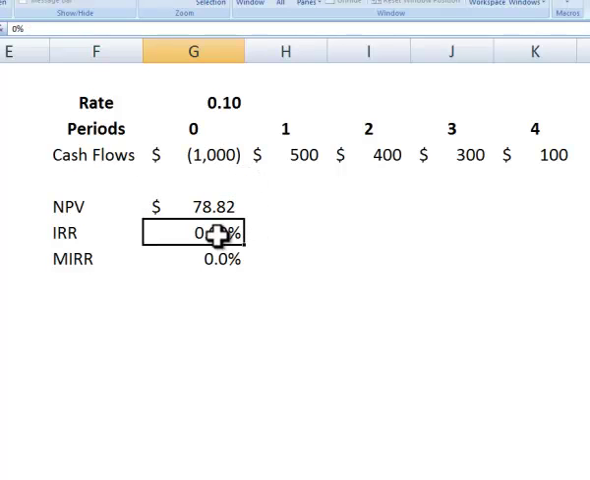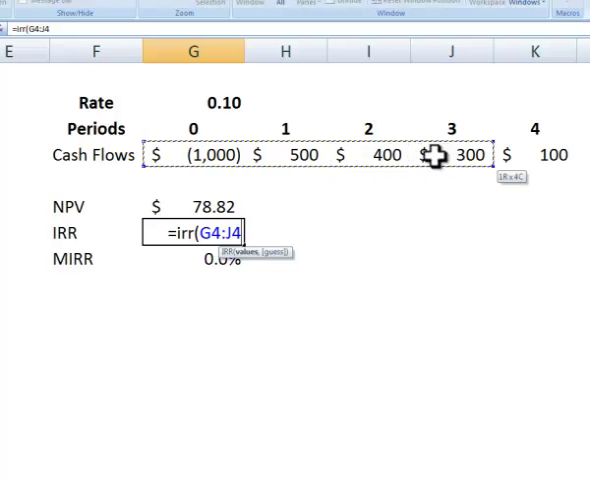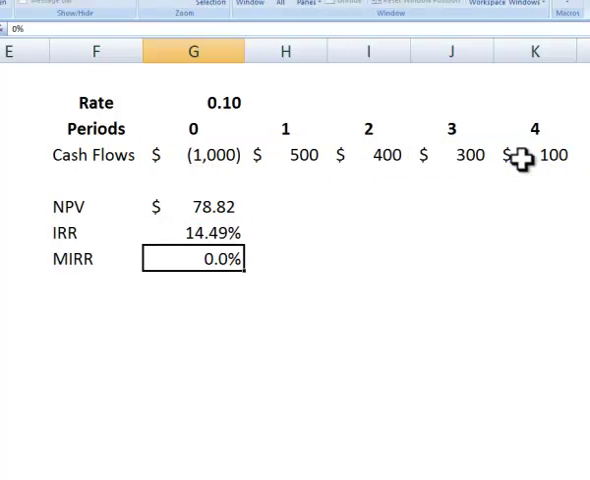Now let's go down and do an IRR. Now it gets really easy. What's this? Equal sign, IRR. First parenthesis, here I highlight everything. I know it's a little confusing because in the NPV we only highlighted future values, but in the IRR, start with year zero and simply highlight all of your numbers, close the parentheses, and look at that. There's your internal rate of return, 14.49%.